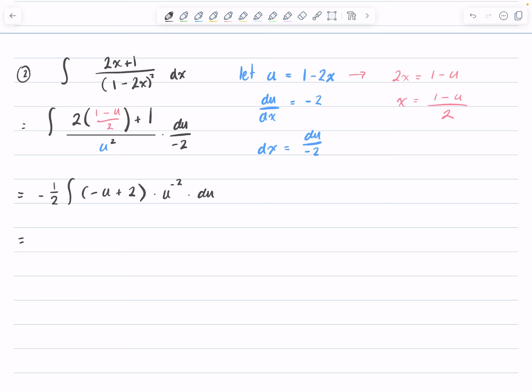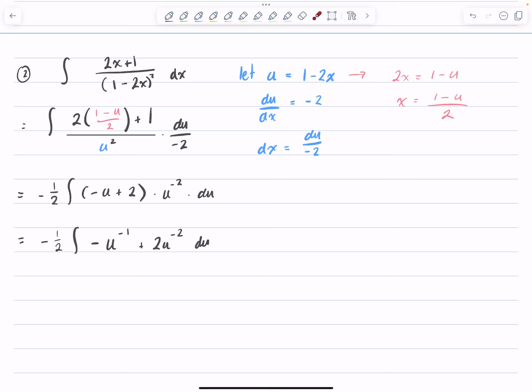Okay, we are nearly ready to integrate. So I'm going to have negative 1/2 times the integral of, and we have to do our distributive law. We have negative times a positive, that's going to be negative. We've also got u to the power of 1 times u to the negative 2. Same base, add the powers, 1 plus negative 2 is going to be negative 1. And then we've got plus 2u to the negative 2 by doing this distribution here, and du.